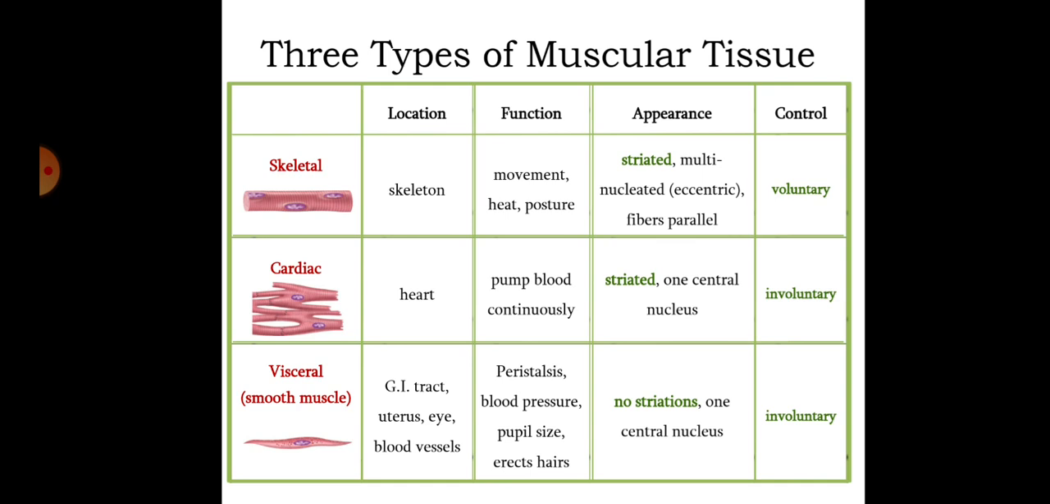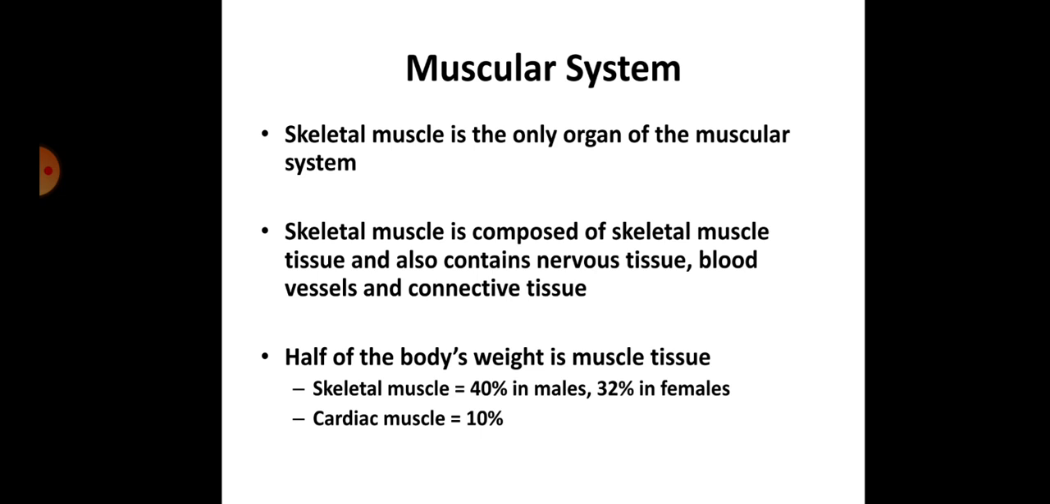Third type of muscular tissue is the smooth muscle, which is also known as the visceral muscle. It is mainly located in the gastrointestinal tract, the uterus, eye, blood vessels, etc. Their function is peristaltic movement. It helps to maintain blood pressure and the pupil size, and they erect hairs. There are no striations in these smooth muscles. These are also voluntary muscles.